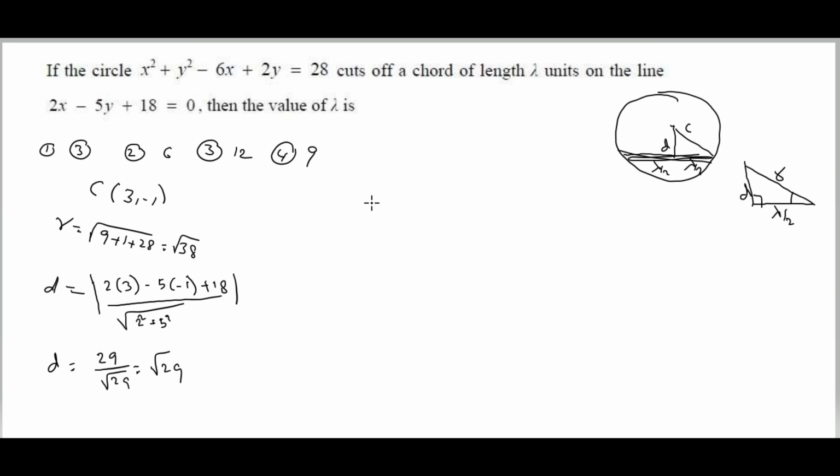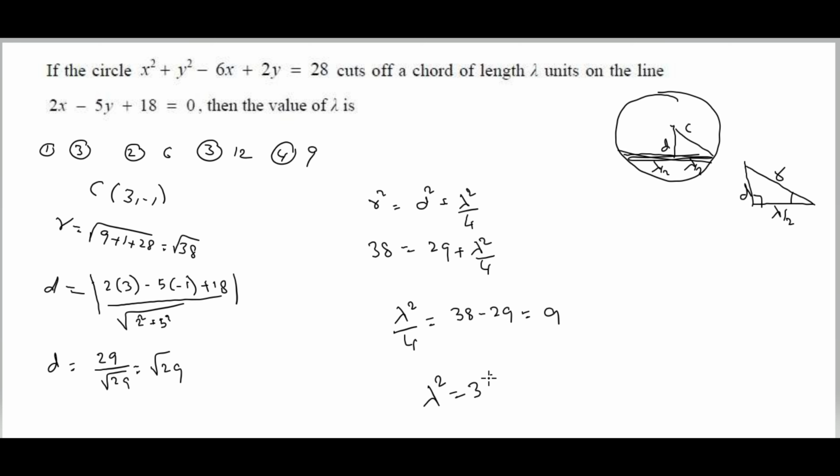We know that this is a right angle triangle. Applying Pythagoras law, R square is equal to d square plus lambda square by 4. R value is root 38, that is 38 is equal to d square 29 plus lambda square by 4. Therefore lambda square by 4 is equal to 38 minus 29, that is equal to 9. So lambda square is equal to 36, that is lambda is equal to 6. The value of lambda is 6. Here the third option is the correct answer.